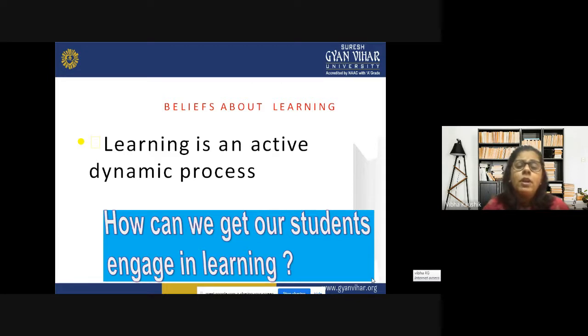How can we get our students engaged in learning? Now we have to decide which teaching methodology should be used. We can say that student-centered learning approaches should be used by the teacher, then they will be able to engage students in learning.